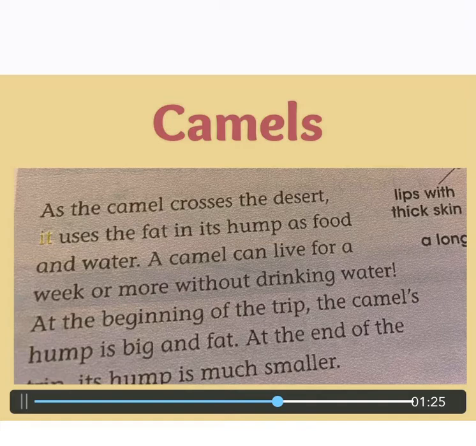So, as a camel crosses the desert, what does it use? It uses the fat in its hump. This food stored in the hump is used by the camel during its travel. A camel, as you know, can live for a week or more without drinking any water. At the beginning of the trip, the camel's hump is big and large. It's full of fat. At the end of the trip, its hump is much smaller.